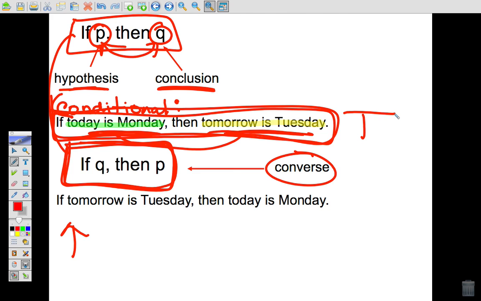Now is the converse of that true? Let's go down here. If tomorrow's Tuesday, then today must be Monday. Is that a true converse? And it is. So by coincidence, both of them are true.